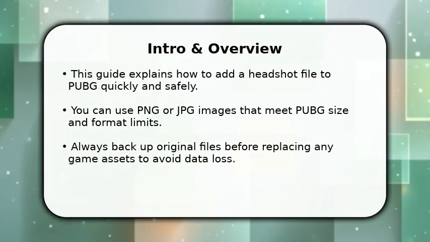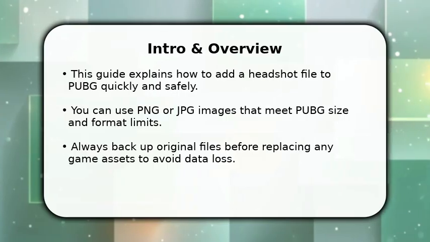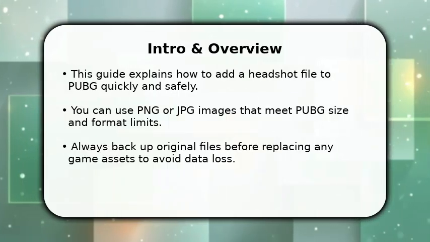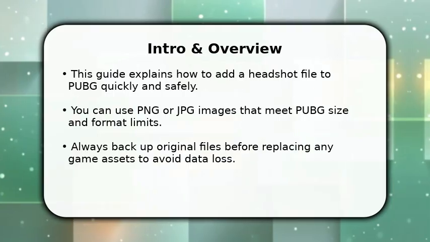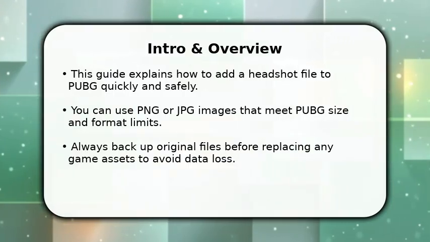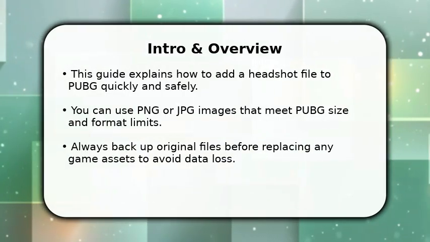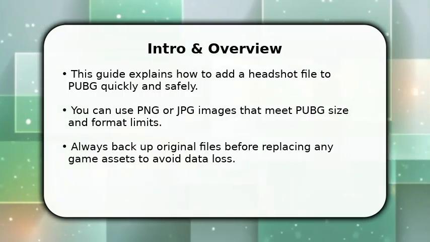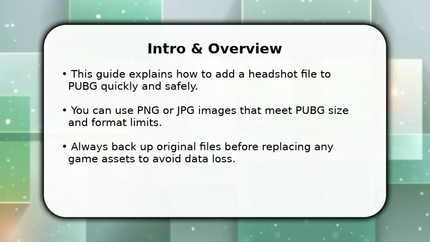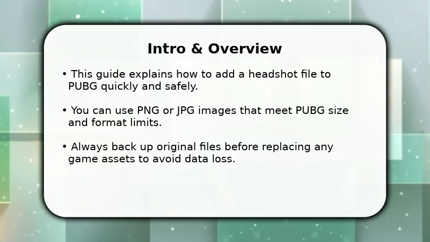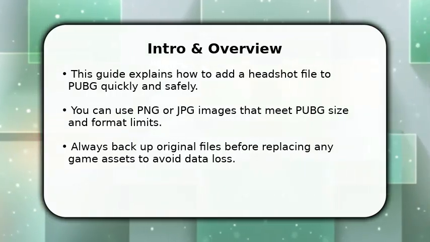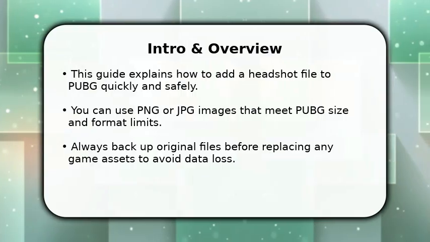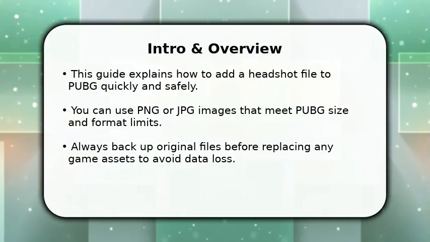In this video, I will show how to use a headshot file in Pubg. Start by locating your Pubg installation folder and the player profile assets subfolder, then find the avatar or portrait file name used by the game. Make a backup copy of the original file, then replace it with your prepared headshot image, matching the required dimensions and format. Launch the game and check your profile to confirm the new headshot displays correctly.